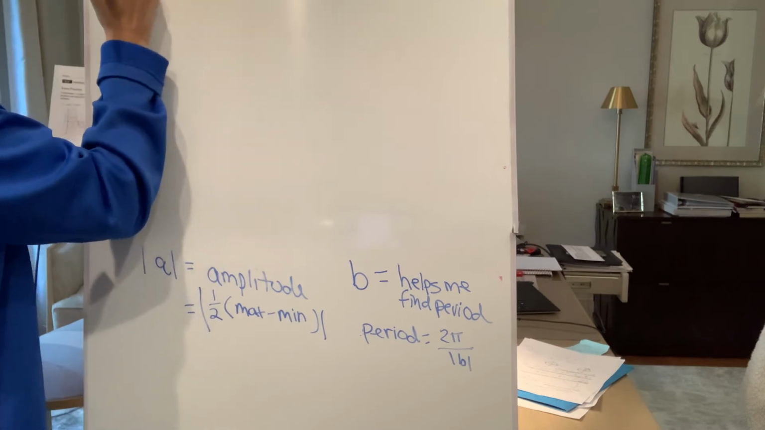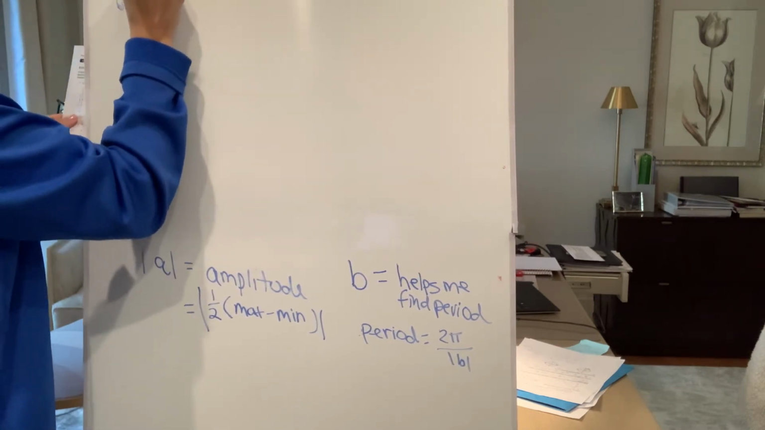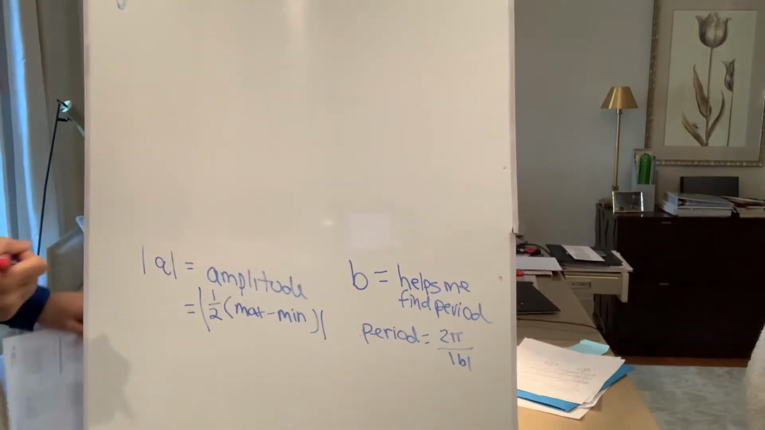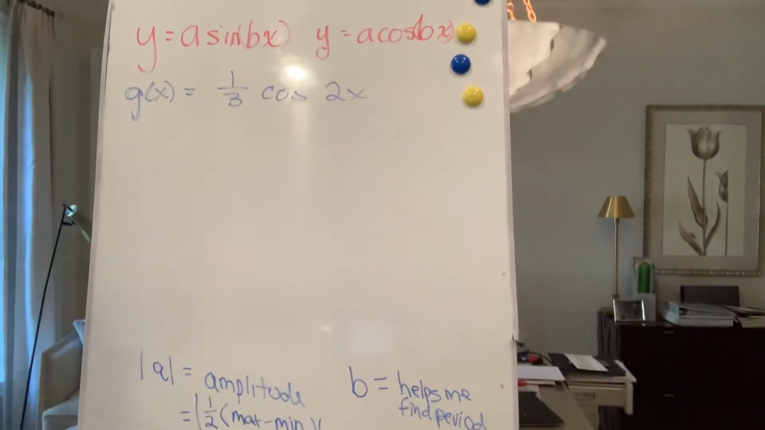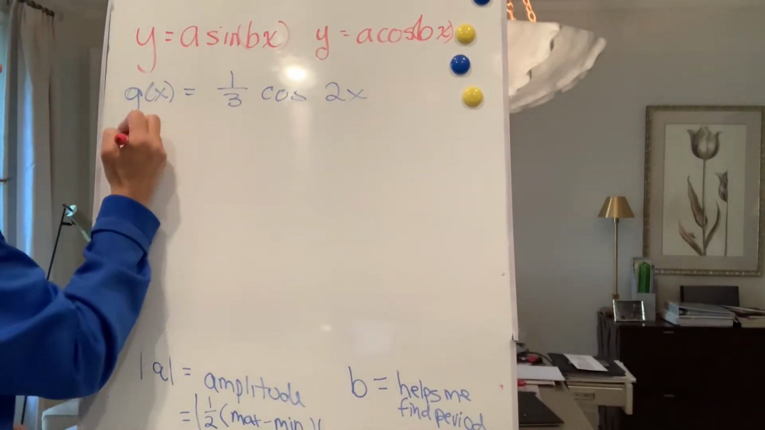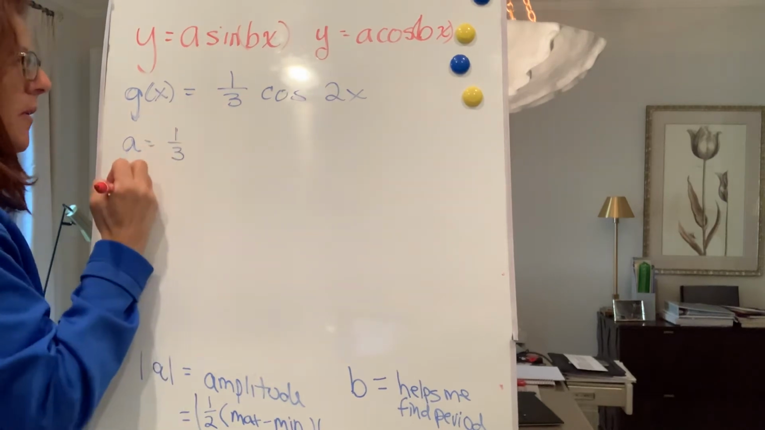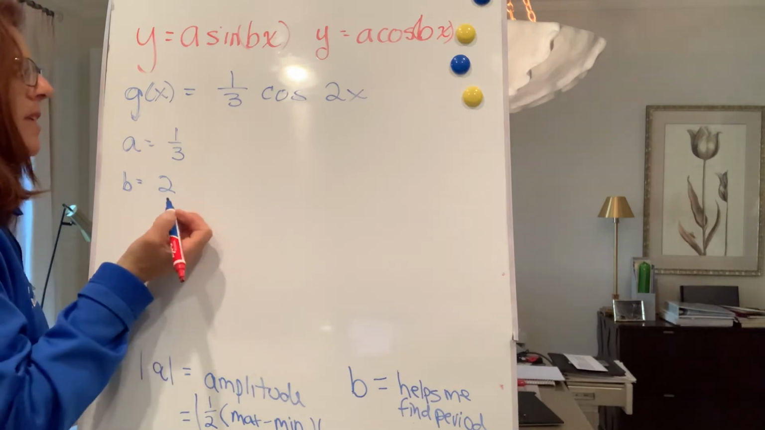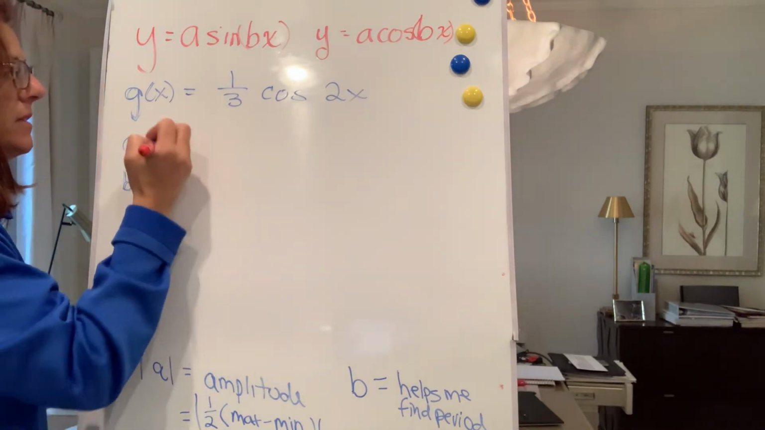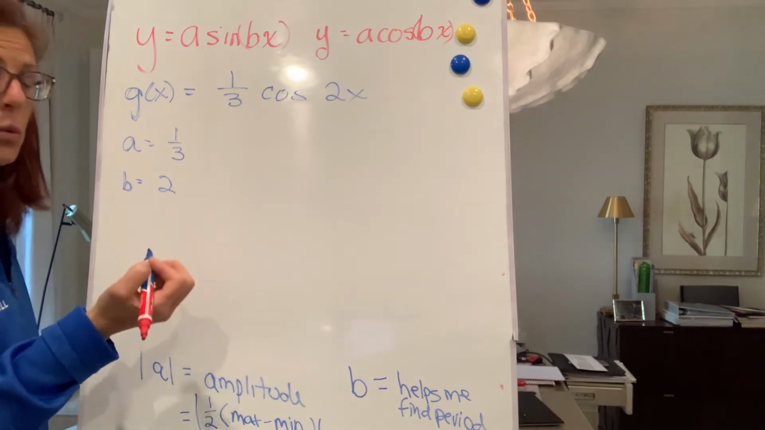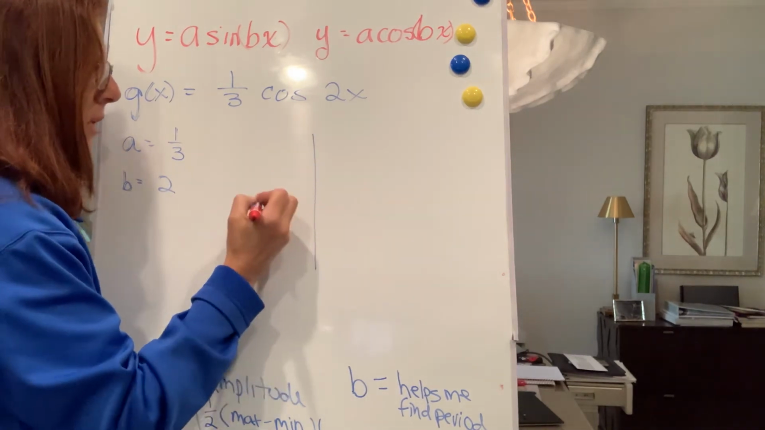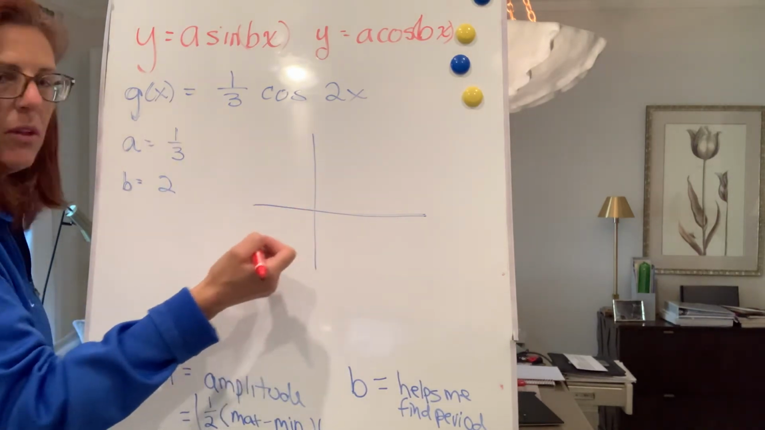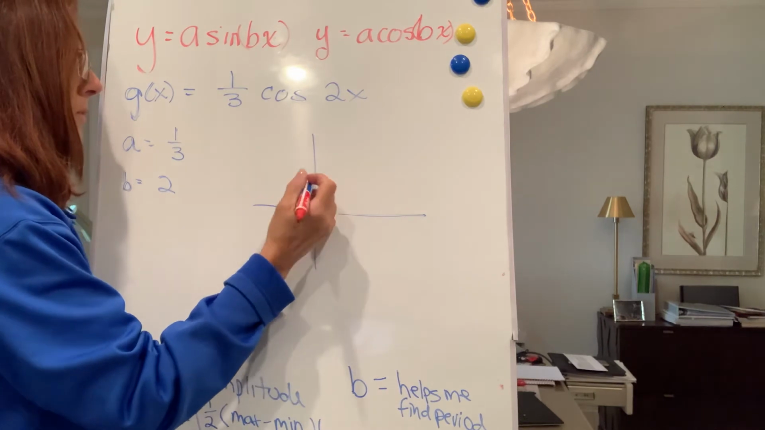So here we try this example, g of x equals 1/3 cosine of 2x. So the a in this case is 1/3 and the b in this case is 2. All right, so a tells me that the absolute value of a is going to be my amplitude. So that means half the distance between the higher number and the lower number is 1/3.